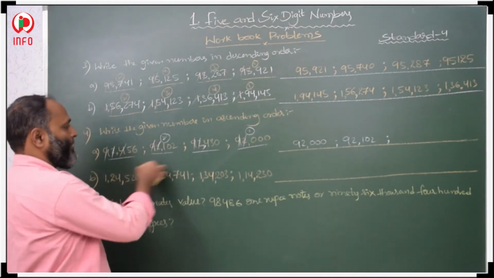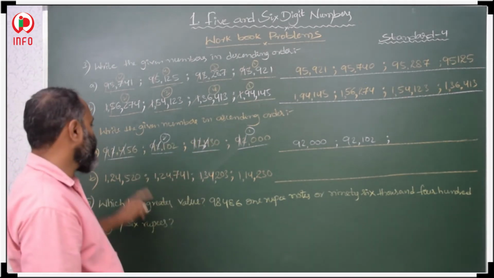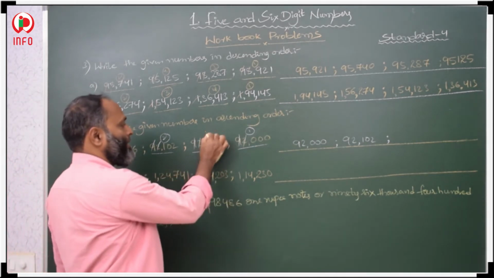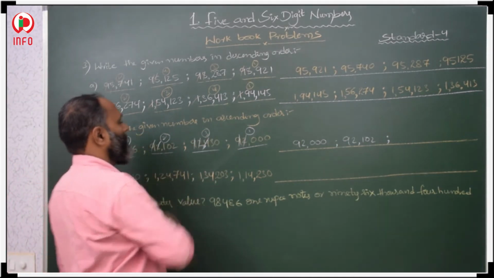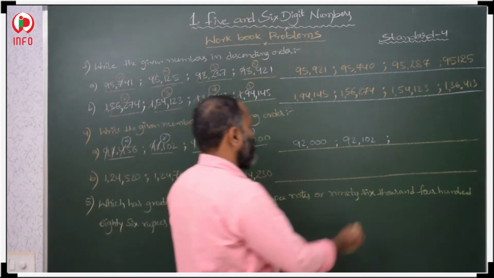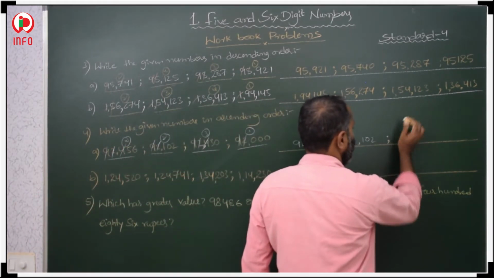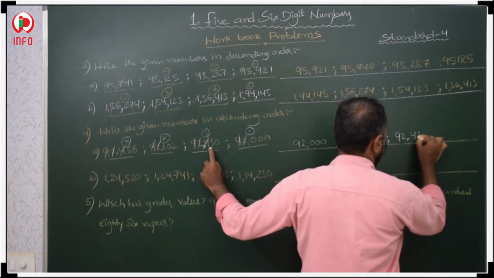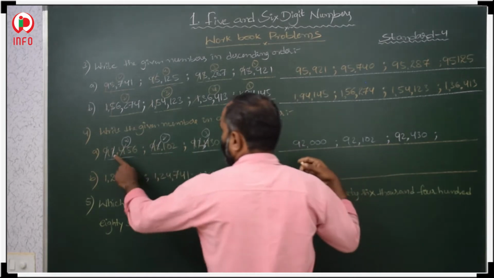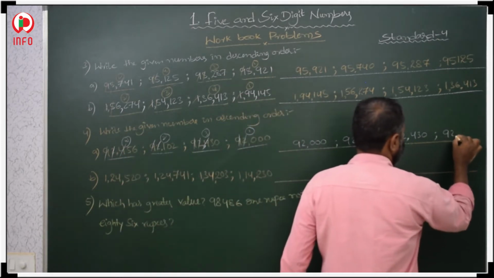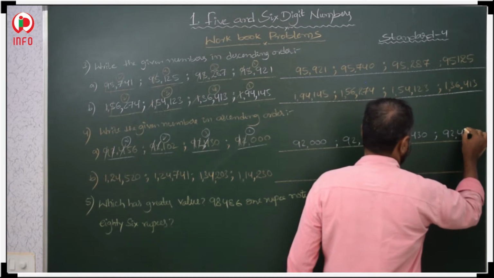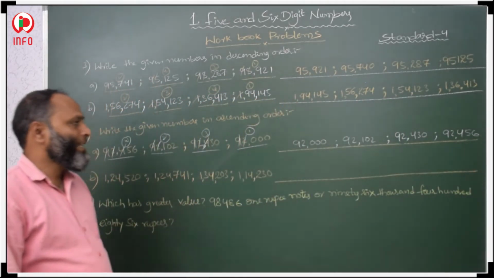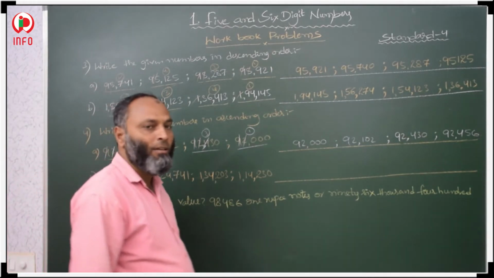In the hundreds place, 4 and 4 are equal. In the tens place we have to take 5 and 3. Between 5 and 3, 3 is smaller. This is in third place, and this is in fourth place. 92,430, and the last is 92,456. In this way we have to arrange in ascending order, increasing order.